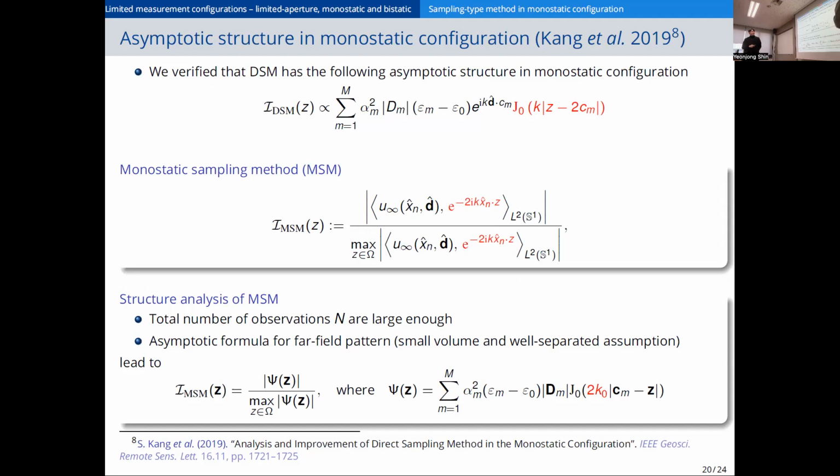Yeah, of course. Even though we didn't include this in the presentation, right now I'm working with real engineers, so they make the real machine, and they gave me some real data. We can check my asymptotic formula, even though we assume small volume or well-separated objects and a large number of observations. We can find that our method can perfectly detect the object, even though our analysis has the limitation.